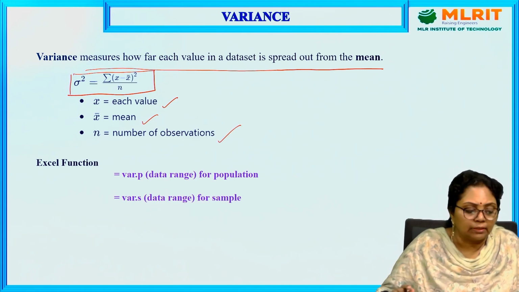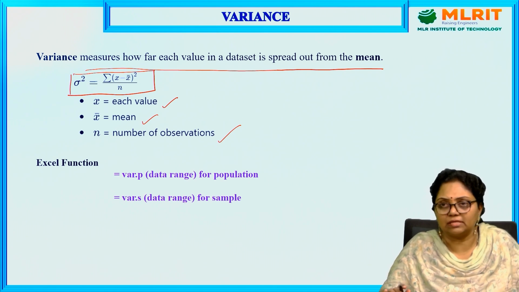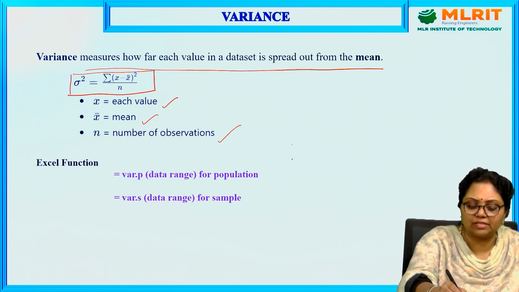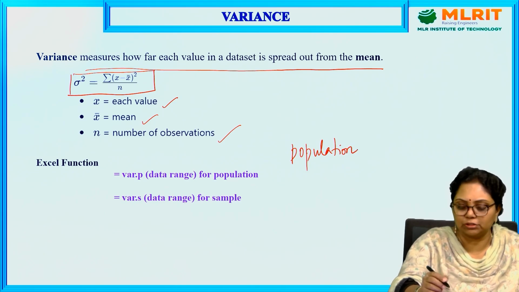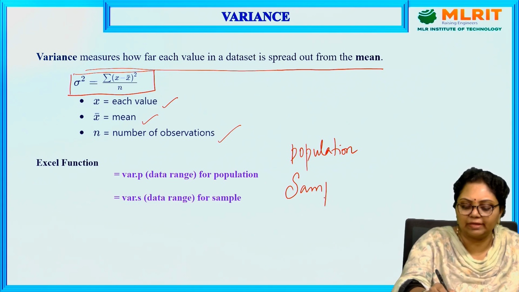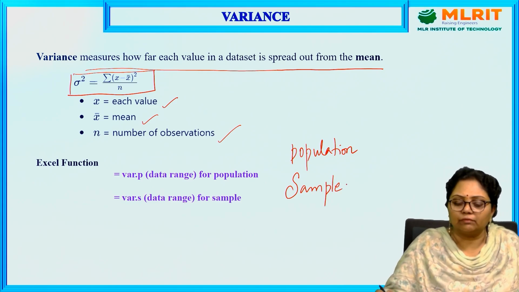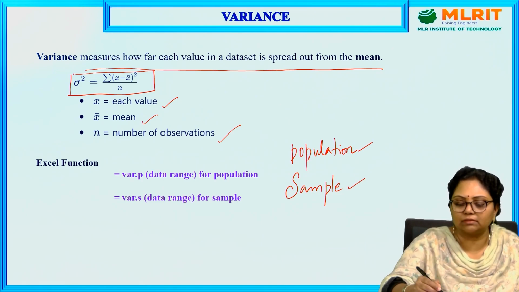Now for this particular measure, that is variance, in Excel we have two types of functions. The first one is with respect to population, so with respect to population we have one default function, and with respect to sample we have another kind of function. So here, we need to know what is population and what is sample.